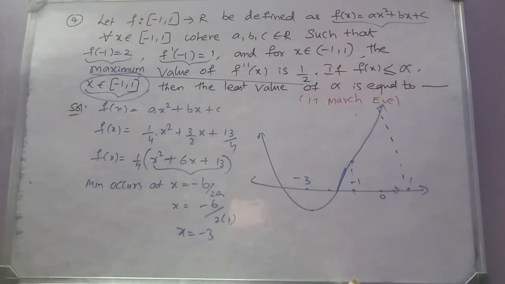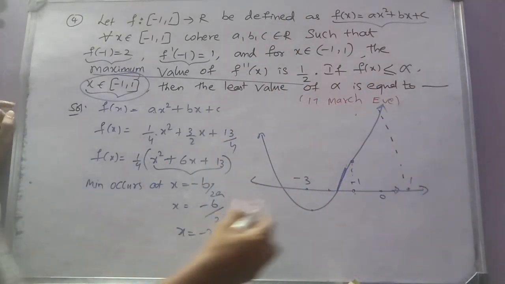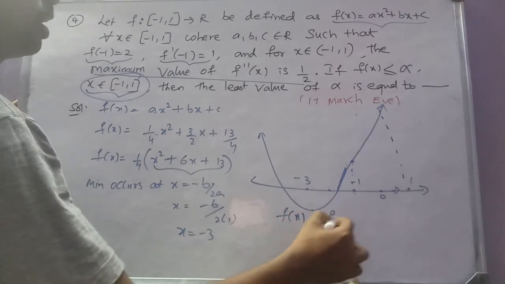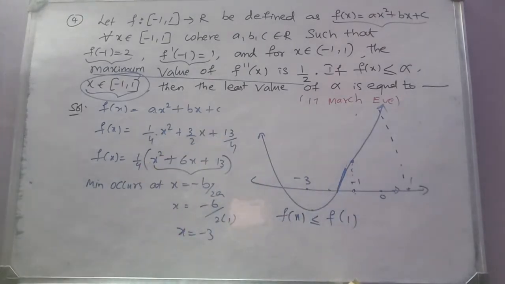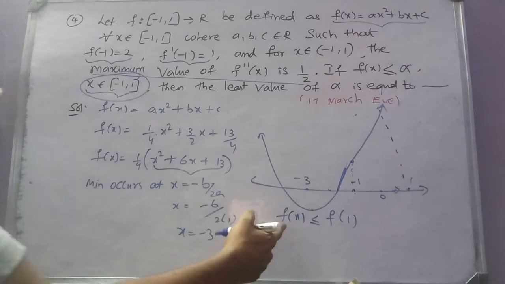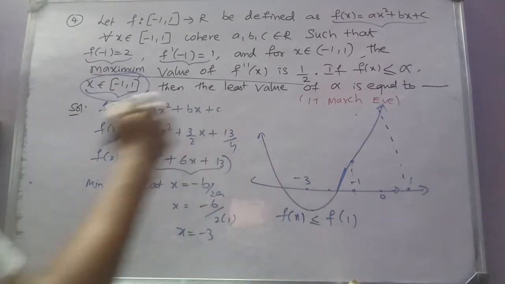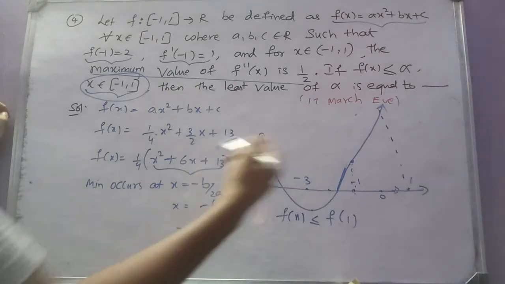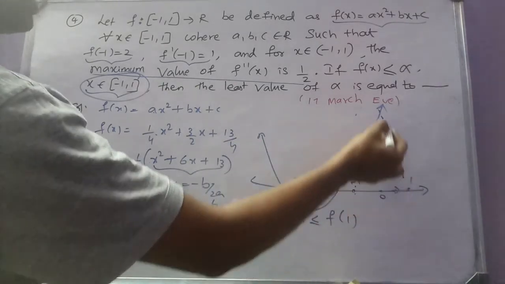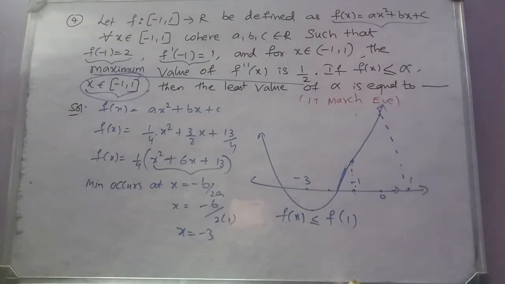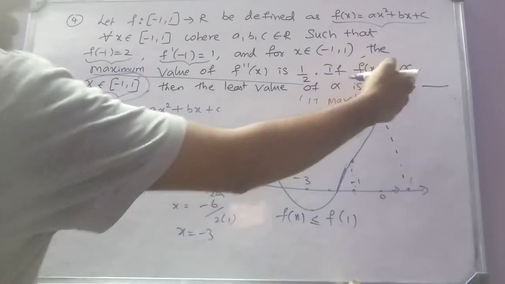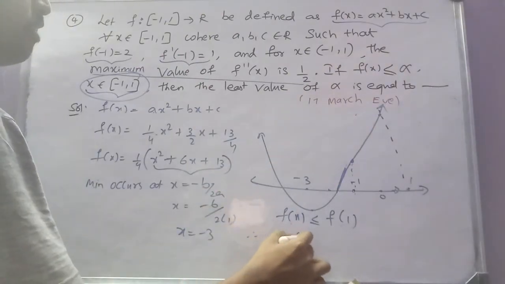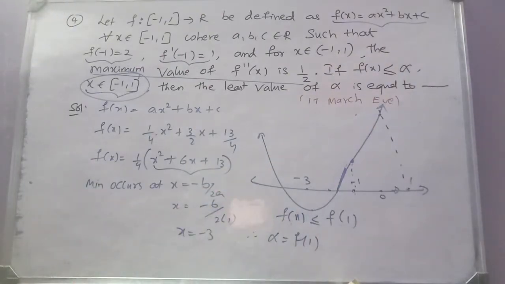at input 1. So therefore, I can say that f of x is always less than or equal to f of 1. So in this domain, f of x is always less than or equal to f of 1, because the minimum value is f of minus 1 and the maximum value is f of 1. Please observe this. So therefore f of x is always less than or equal to its maximum value f of 1. And can I say that therefore alpha is equal to f of 1? Alpha is nothing but f of 1.